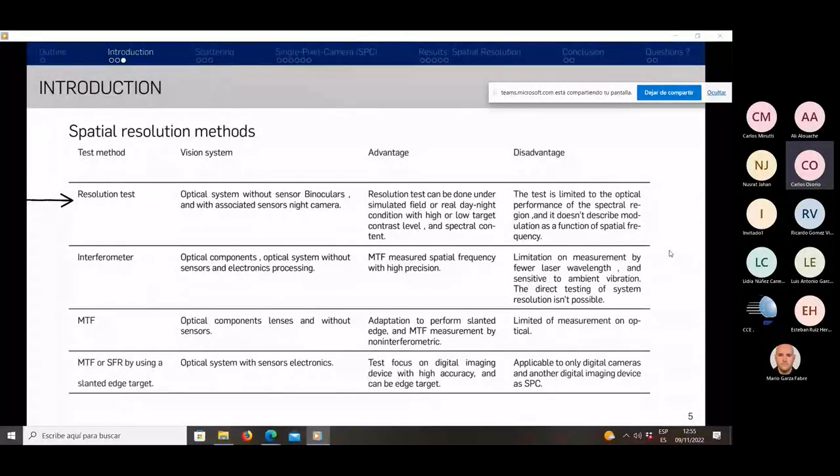Interferometry, using an interferometer with a fluorescent laser source. MTF, using non-interferometry methods, MTF or LSF, by using a slanted target.